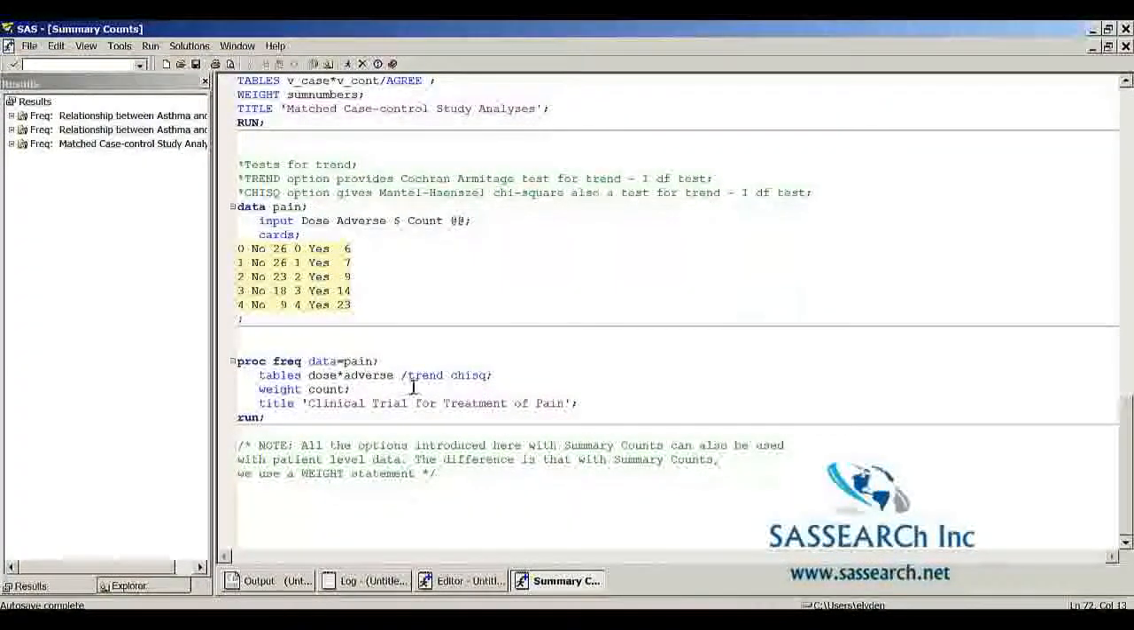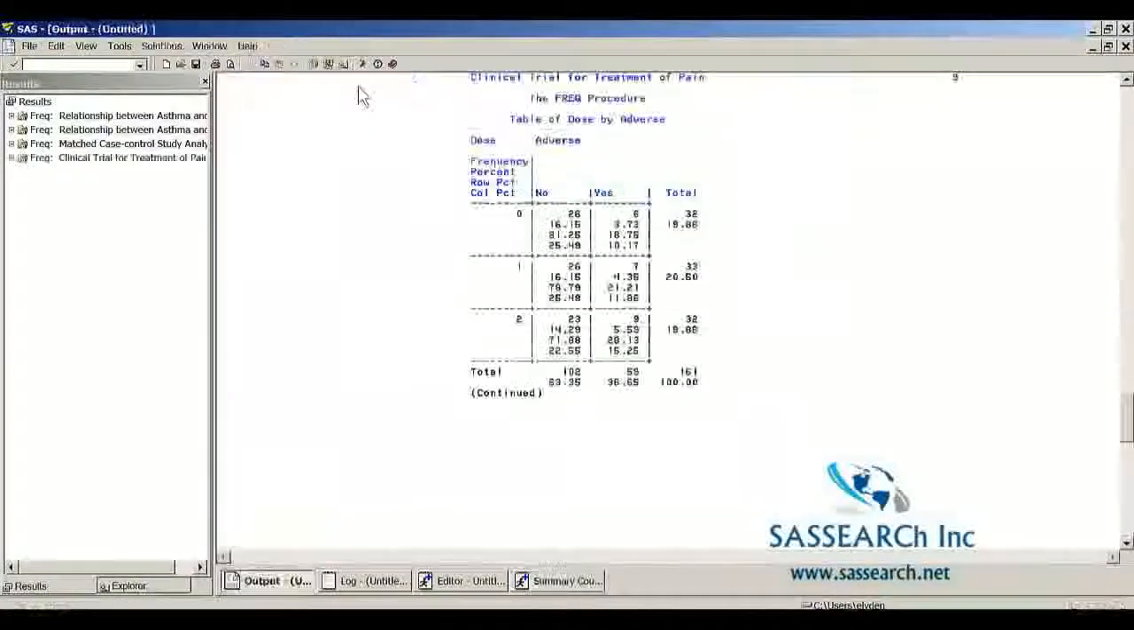And then in the Proc Freq, I'm requesting a trend option, which produces the Cochran-Armitage test for trend, which is a 1 degree of freedom test. And I'm also requesting the chi-square option, which gives the Mantel-Haenszel chi-square, which is also a test for trend. So let's run all this code and see what it looks like.